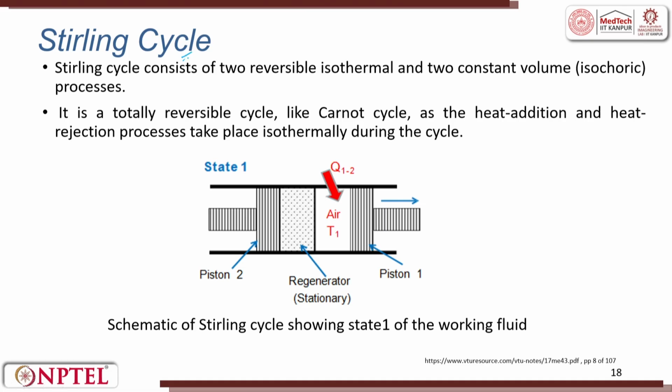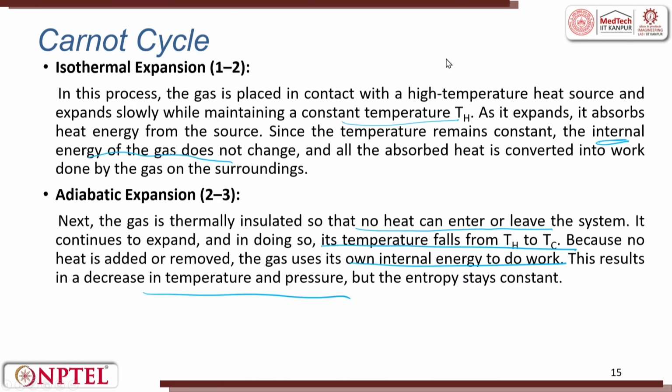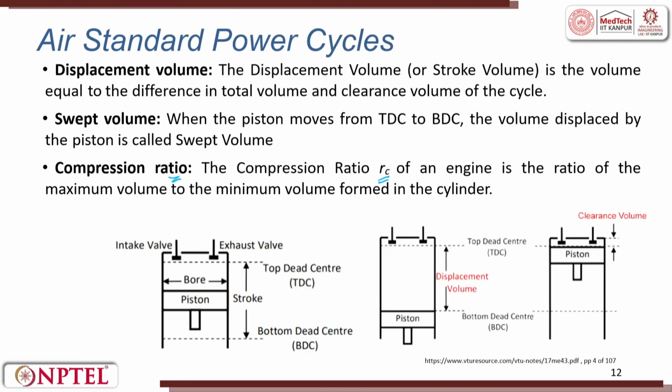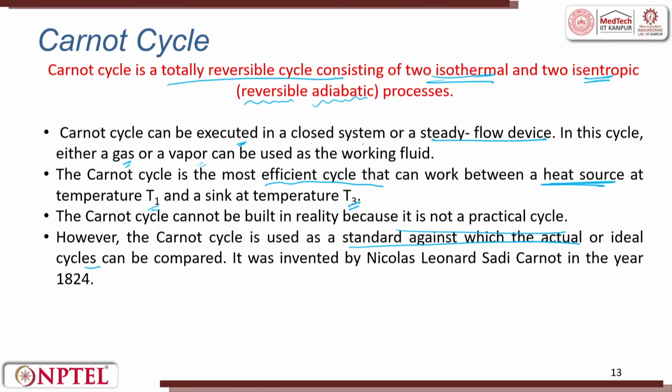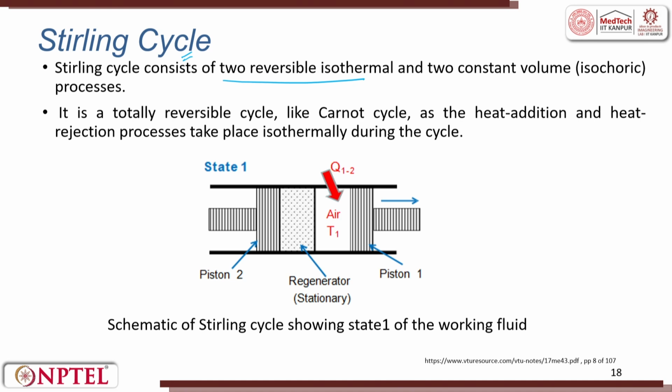Stirling cycle. Stirling cycle consists of two reversible isothermal and two constant volume isochoric processes. Here also, as with the Otto cycle, it is a totally reversible cycle. It is a totally reversible cycle like the Carnot cycle, as the heat addition and the heat rejection processes take place isothermally during the cycle.